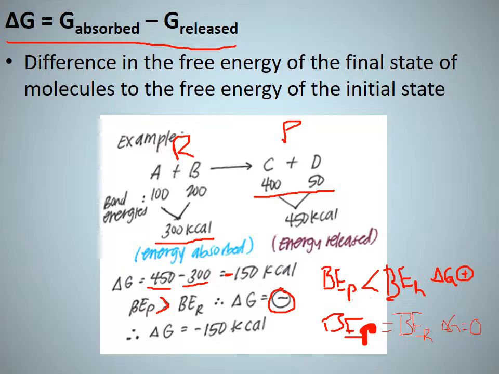Again, you're going to have to use this equation here, okay, delta G absorbed minus delta G released, to calculate whether or not a chemical reaction was endergonic or exergonic. Please understand that this example put the products first rather than last. So I want you to put the absorbed first and then minus released.